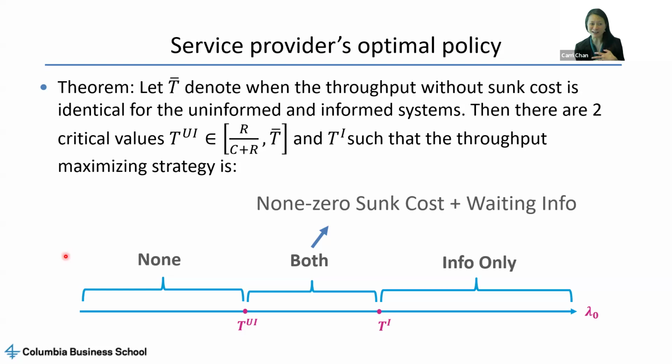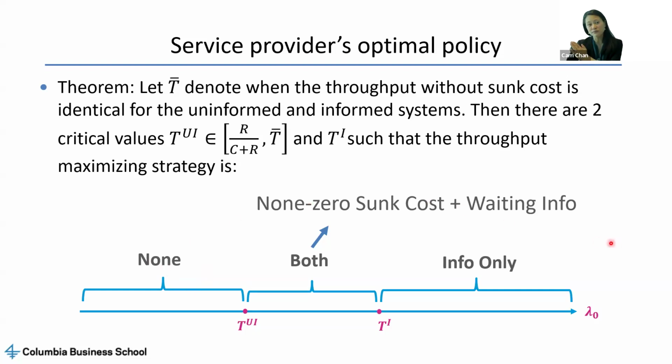But if they get the bad realization where the queue length actually is large, they're going to leave the system. So the only thing the information is going to do is discourage people from joining. So in this low enough arrival rate, you should not have a sunk cost and you should not provide waiting time information.